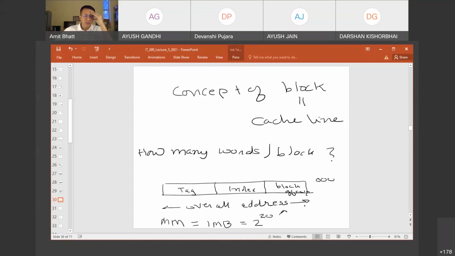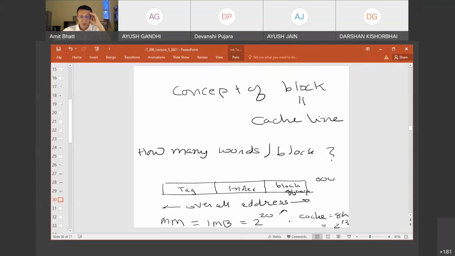Then I told you the size of the index will be determined by the size of the cache. So if my cache is 8K, that is equal to 2 raised to 13. So this would be, let's say, 13 bits. And the tag would be 20 minus 13, so 7. Okay, so this would be 7 bits.